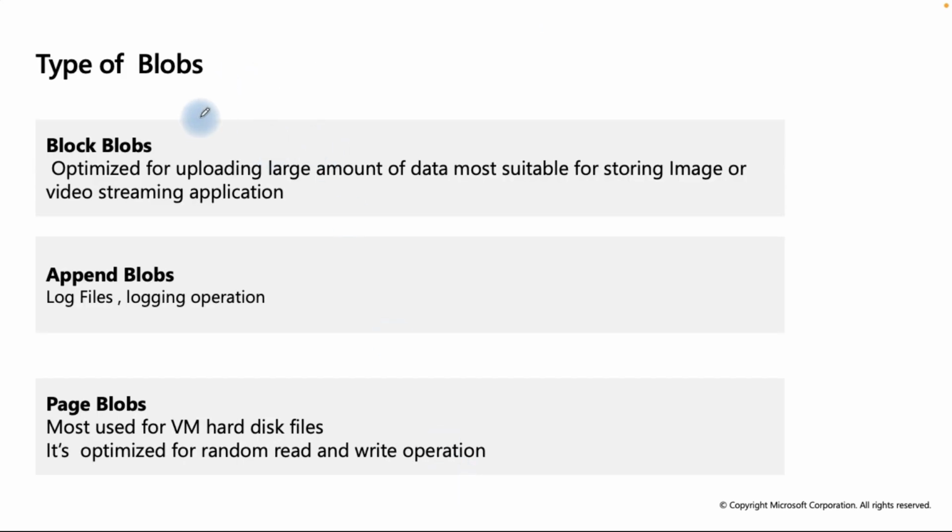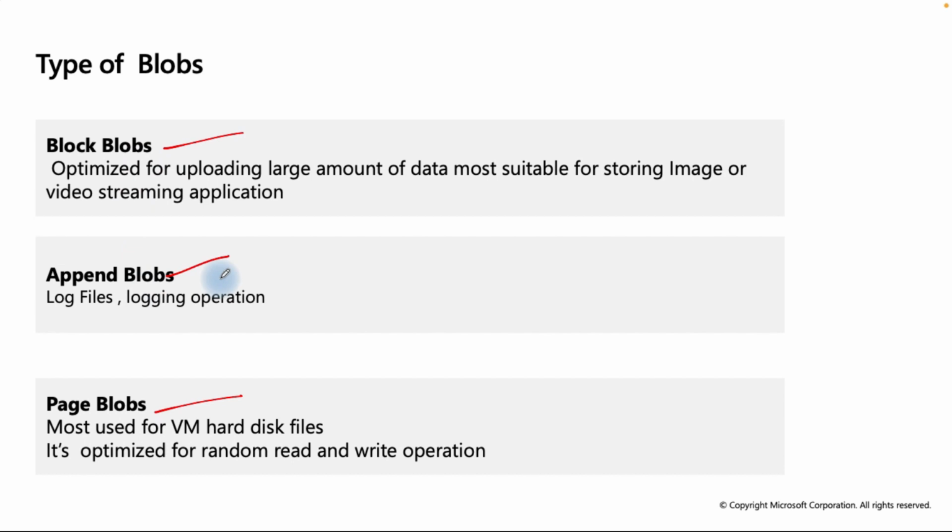Types of blobs. There are three different types of blobs available: block blobs, append blobs, and page blobs. So what are block blobs? Block blobs are optimized for uploading large amounts of data, most suitable for storing images or video streaming applications. So with block blobs, you can upload a large amount of data. It's most probably used for video streaming, content sharing, like this.